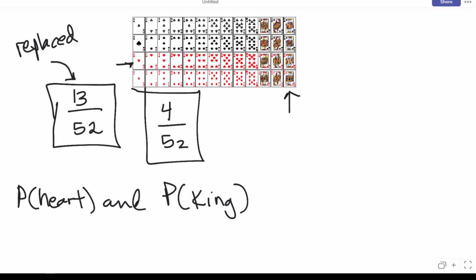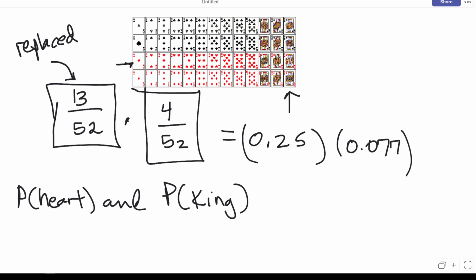So I get my trusty calculator out and I multiply these. 13 over 52 is 0.25. 4 out of 52 is 0.077. And multiplying these out, I get 0.019.